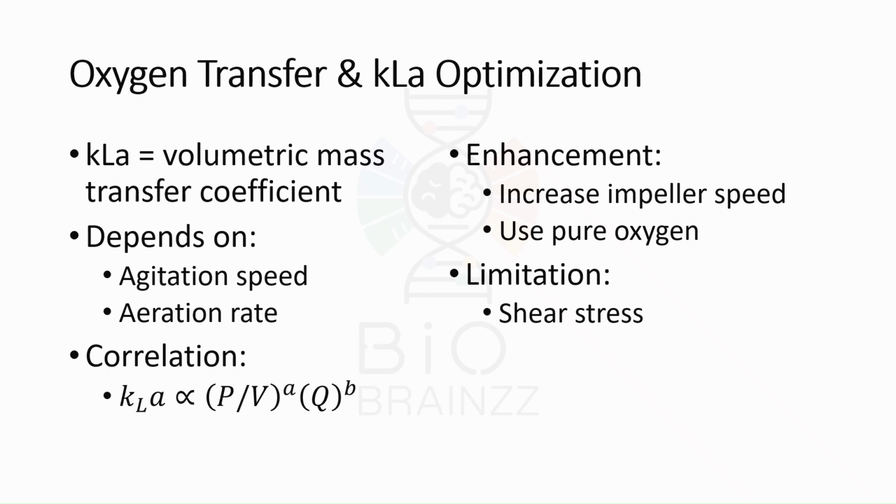Oxygen transfer is very important in aerobic fermentation. The parameter KLa shows how efficiently oxygen is transferred into the liquid. It depends on agitation and aeration. Increasing these improves oxygen transfer, but too much can damage cells due to shear stress.